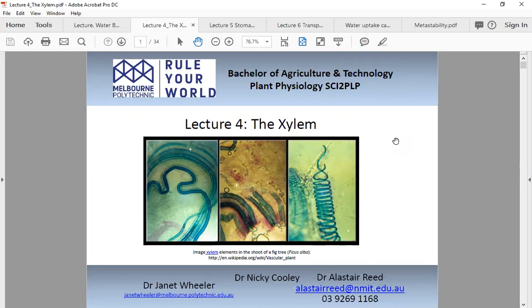But while I was waiting for students to join the class tonight, I noticed this amazing image here. Obviously you can see that these images are of xylem elements. But look at this coiled structure associated with the xylem. Does anyone know what this is?